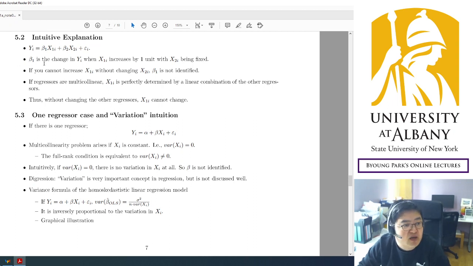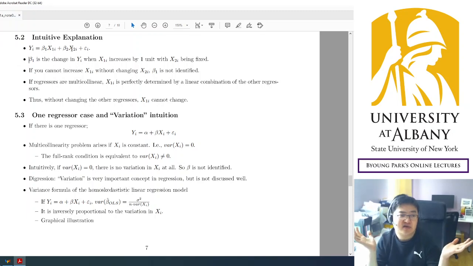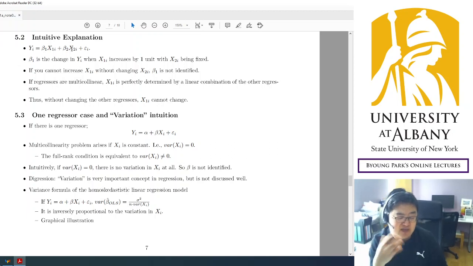Beta 1 is the effect of x1 on y, so the change in y when x1 increases by 1 unit, but during that change, x2 must be fixed. x2 should be constant, the ceteris paribus assumption. So that's the definition of beta 1. So that means in the data, you should be able to change x1 without changing x2.